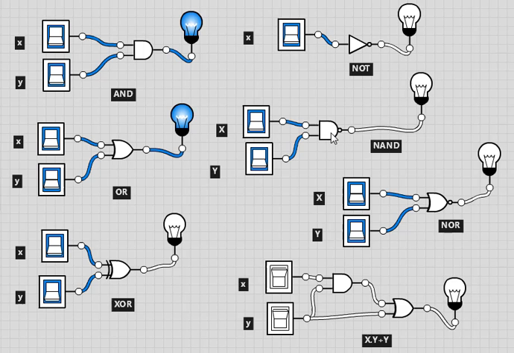And here we have a NAND gate. It's similar to an AND, except it has the circle after it. This doesn't have the circle. And this is logically similar to an AND followed by a NOT. And this is NAND. So it's the opposite. If both X and Y are off, then we have a signal. If both are on, then we have no signal.